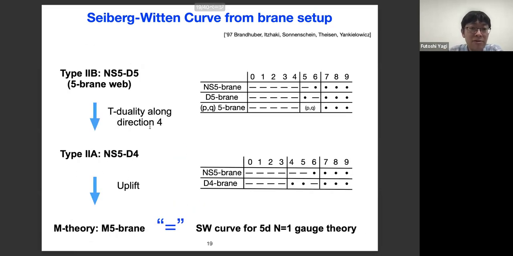And if we would like to consider 5-dimensional gauge theory on S1, we first start from the NS5D5 setup, which is actually the 5-brane web setup of type IIB. And we compactify on one of the directions. So this corresponds to considering 5D gauge theory on S1. And then after T-dual, we end up with this NS5D4 setup, with the only difference that one of the directions is compactified. But we can further uplift to M theory, and this M5 brane configuration is again the Seiberg-Witten curve for 5D N=1 gauge theory on S1.